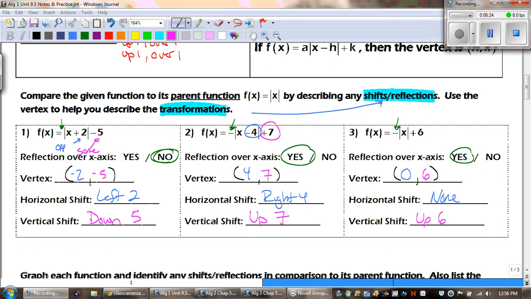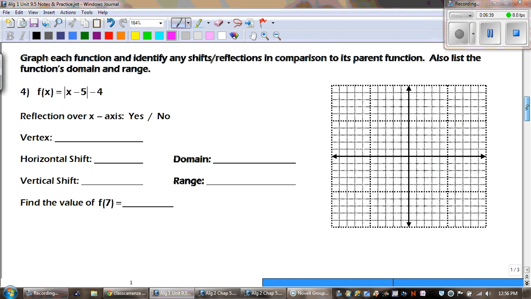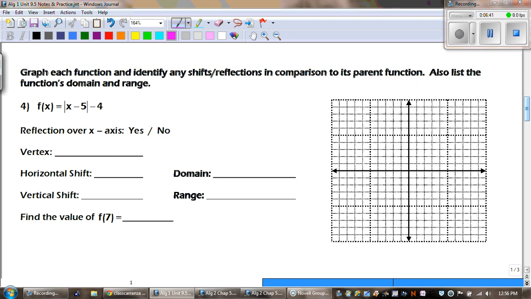There's a reflection because there's a negative in front of the absolute value. My vertex is 0, 6. Horizontal shift is none, and our vertical shift is up 6. Okay, let's move on down. Graph each function and identify any shifts or reflections. Remember, the shifts and reflections are our transformations. Also list the function's domain and range.